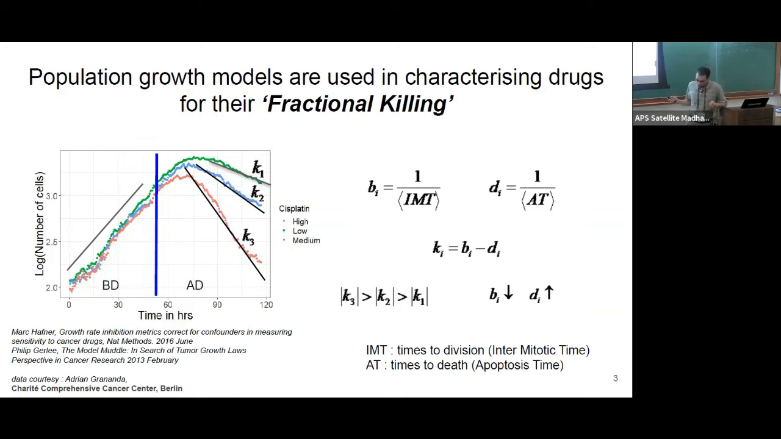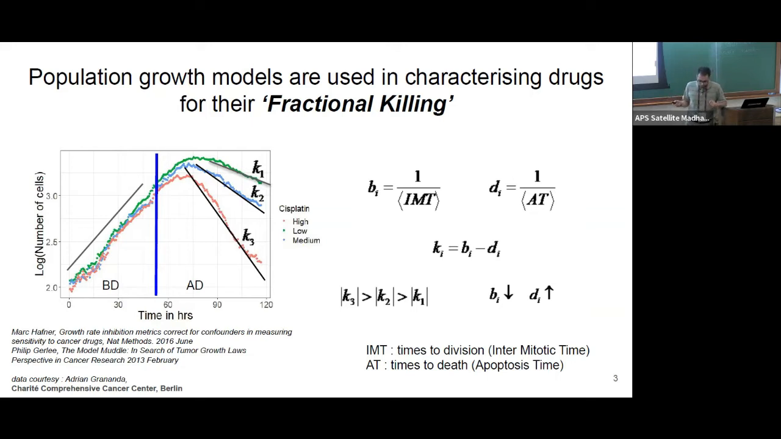Now, as one would see, with increasing concentration of the drug, going from low to medium to high, this inequality is followed by the effective growth rate. This is generally explained either by saying that the birth rate has reduced or the death rate has increased, which in turn results in such an inequality.